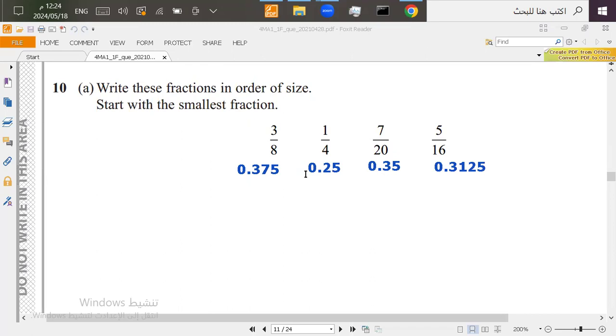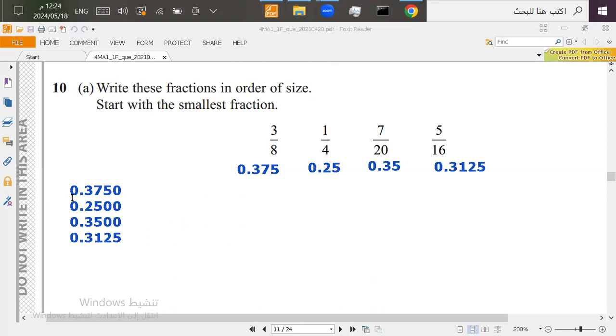Now we can put them in order, as we said before. Let's write them on top of each other first. So we have 0.375, 0.25, 0.35, 0.3125. Now we have to fill the gaps with zeros. So 0, 0, 0, 0. Focus on these steps because they are important. Now we can put them in order.